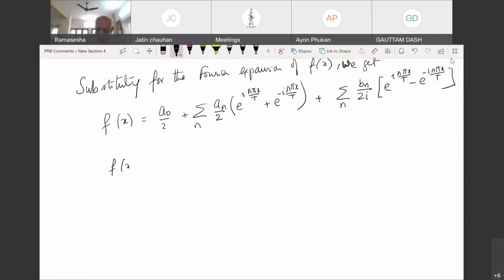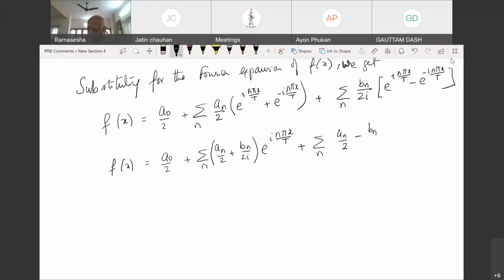So I can actually write that as equal to a naught by 2 plus sigma over n of a n by 2 plus b n by 2i, into e to the i n pi x by T, plus sigma over n of a n by 2 minus b n by 2i, times e to the minus i n pi x by T, right? Just a minute, am I doing the right thing?